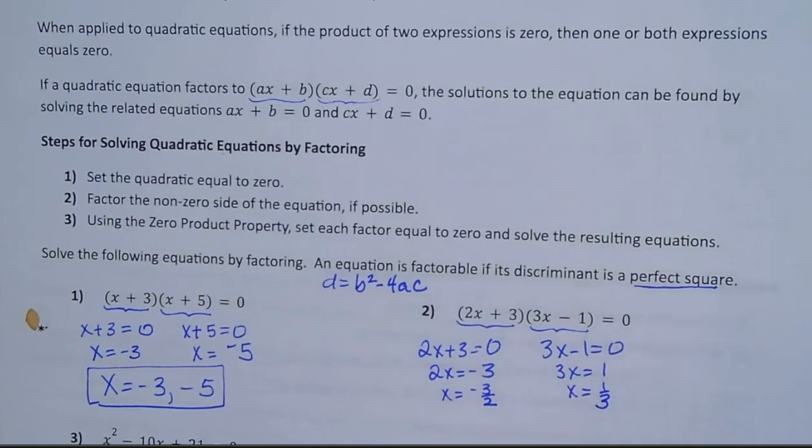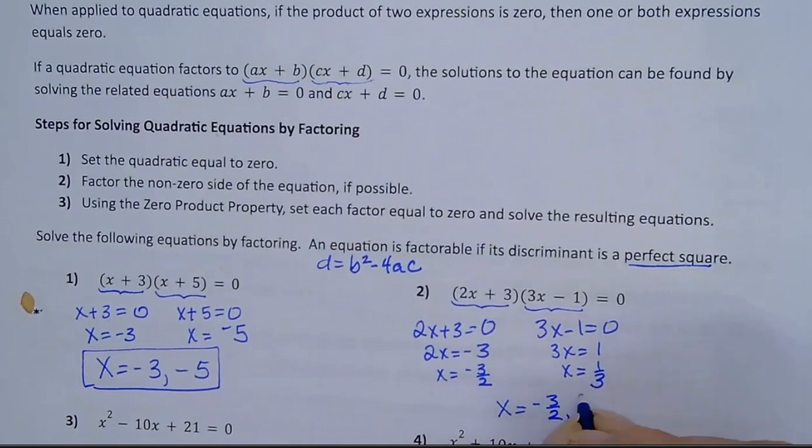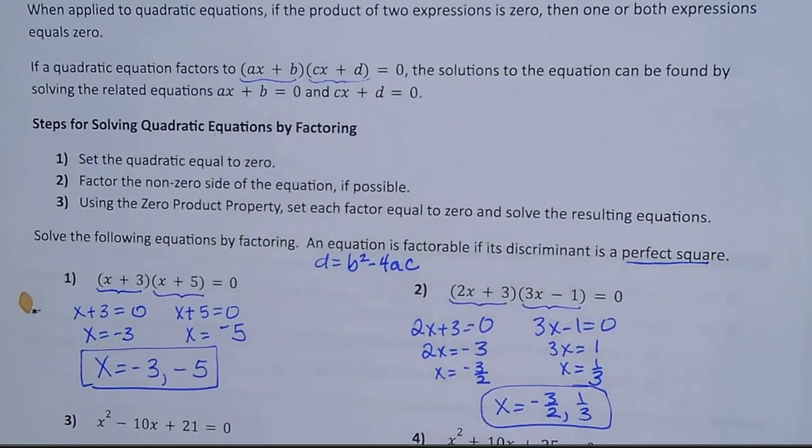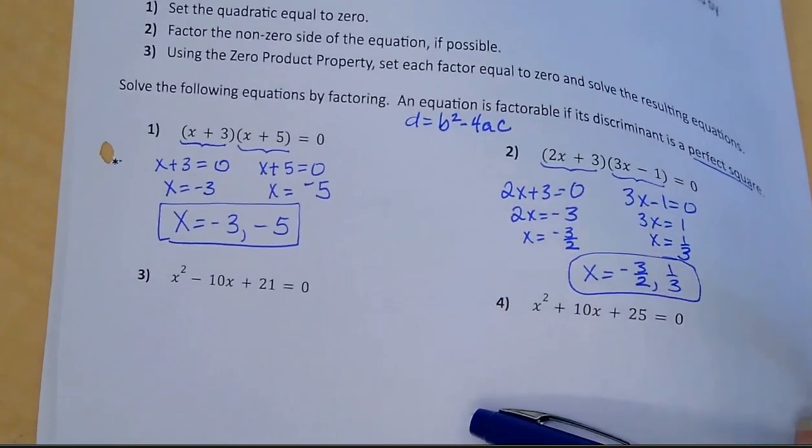1/3. So it is perfectly okay to end up with fractions and weirdness. Absolutely fine. I would say that my answer here then is x equals negative 3 halves and 1/3. Those are my two solutions right there. All right, if you want to try some on your own, feel free.